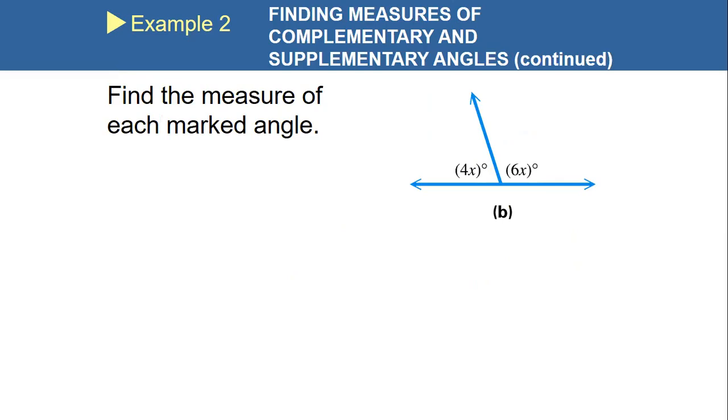All right, what about these two? It's a straight line, a straight angle, which means 180. So go for it. Solve, and these are going to be what kind of angles? Supplementary.